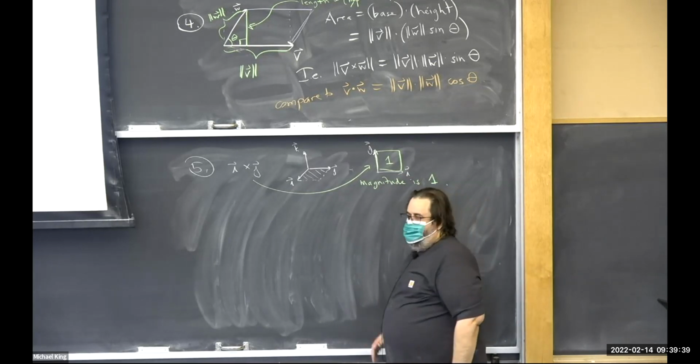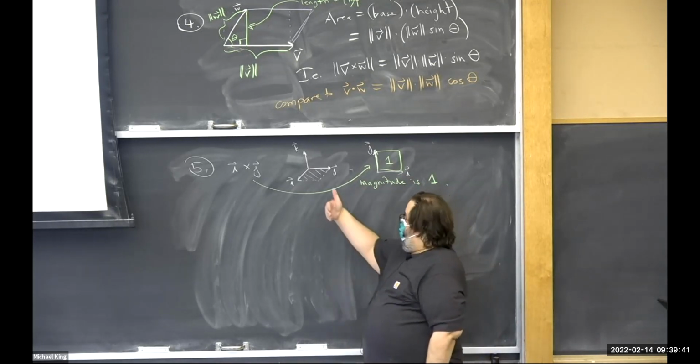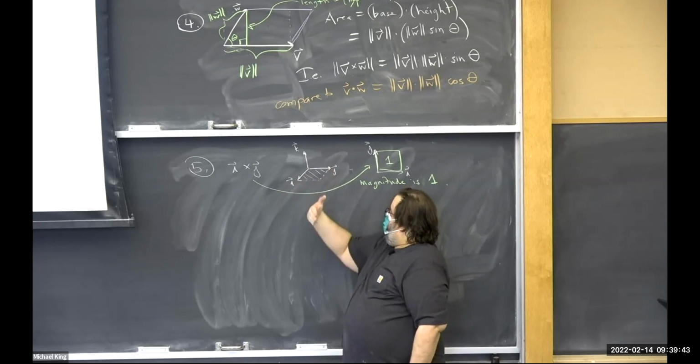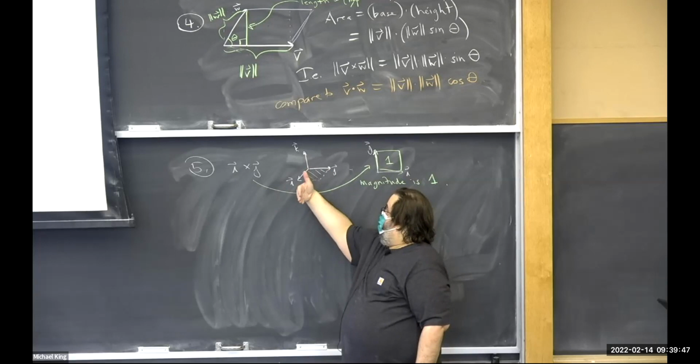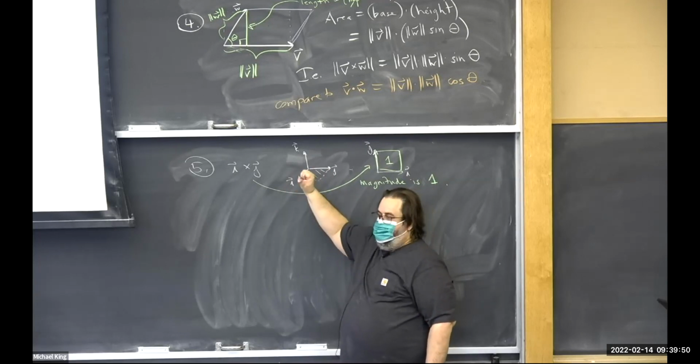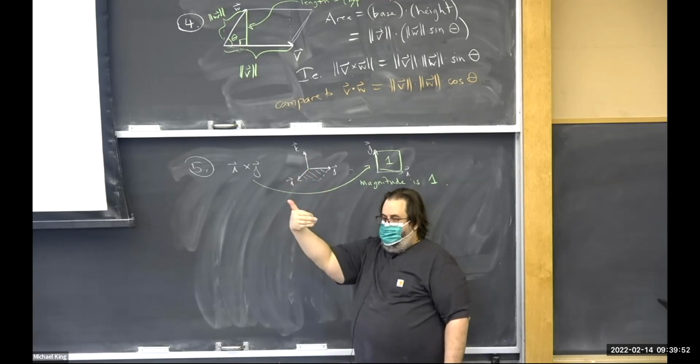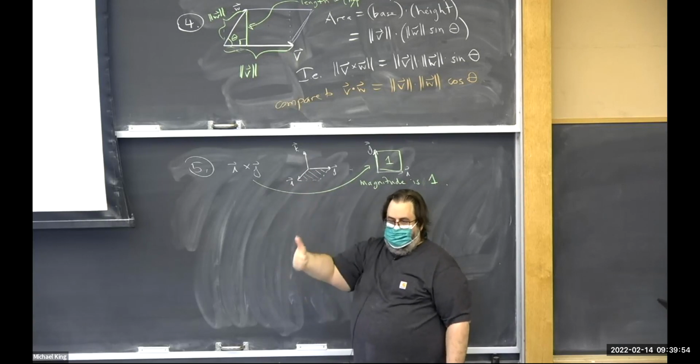And the direction is the right-hand rule, right? I stick my fingers in the direction of I and I curl towards J. I is supposed to really be coming straight out of the board at you. So I cross J, there's my thumb, is K.